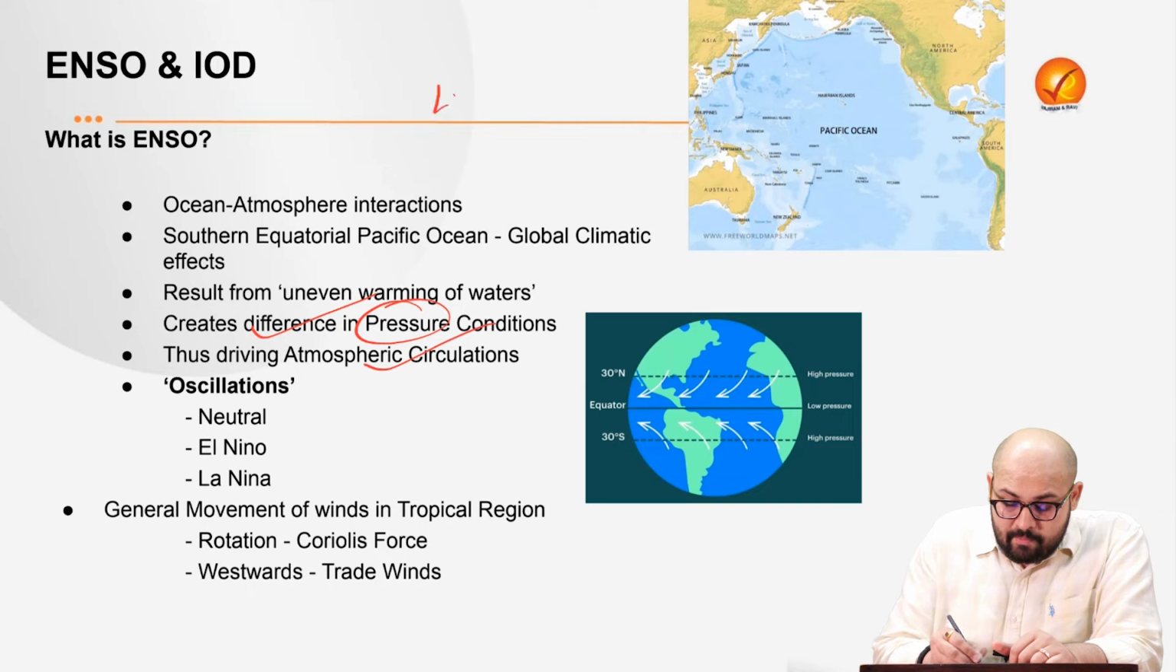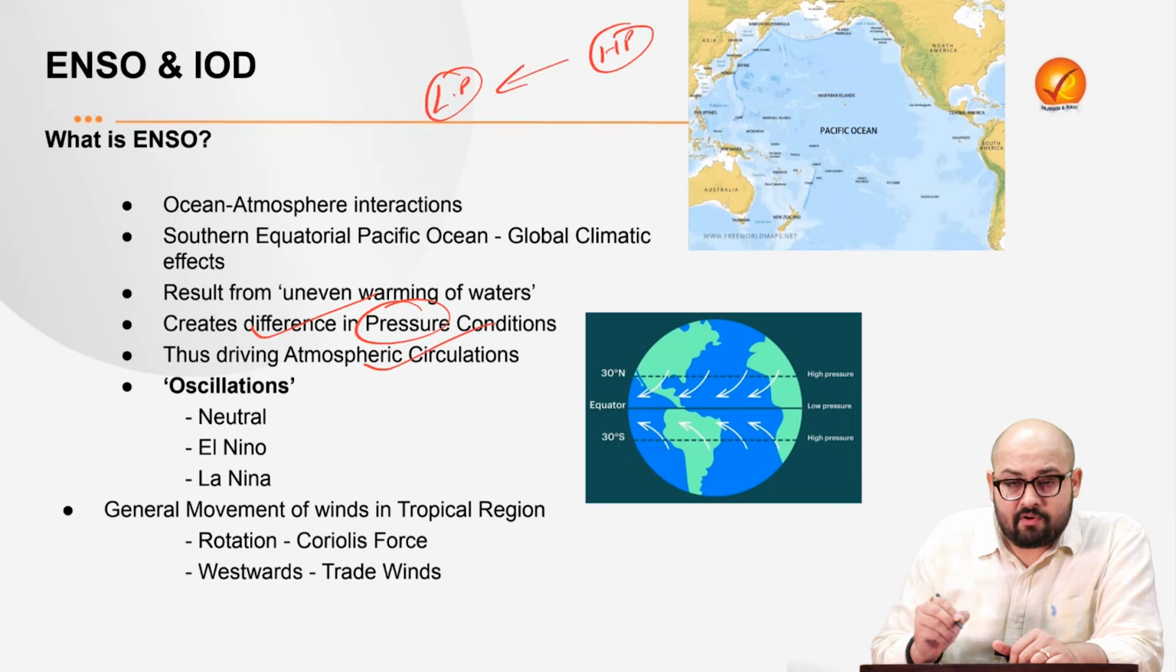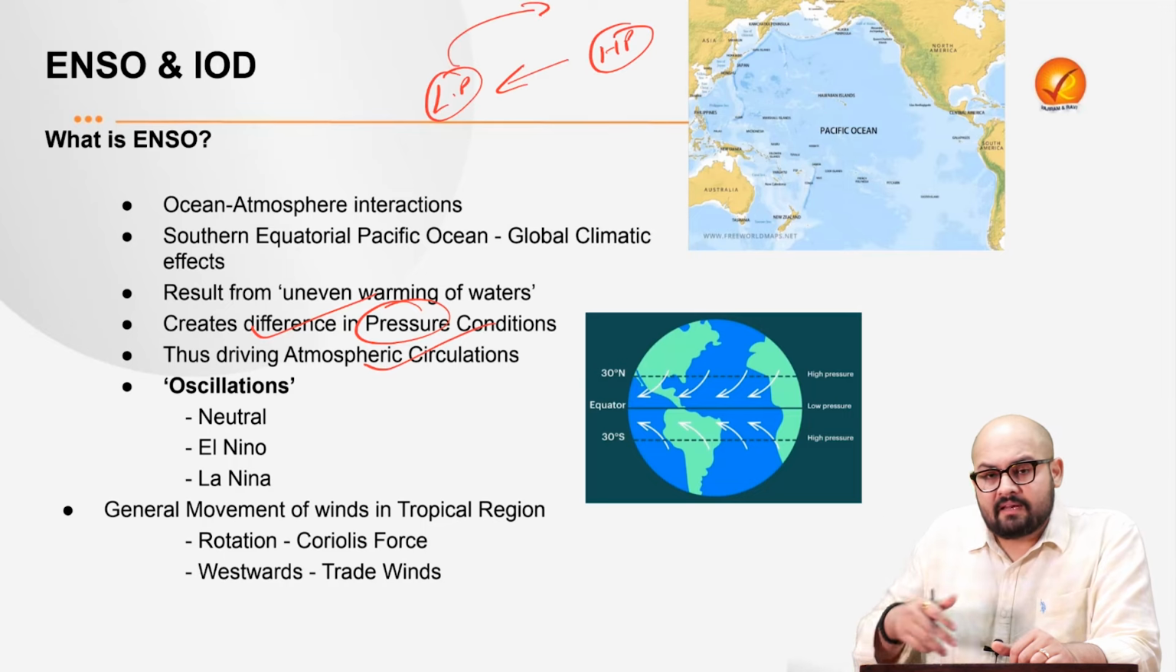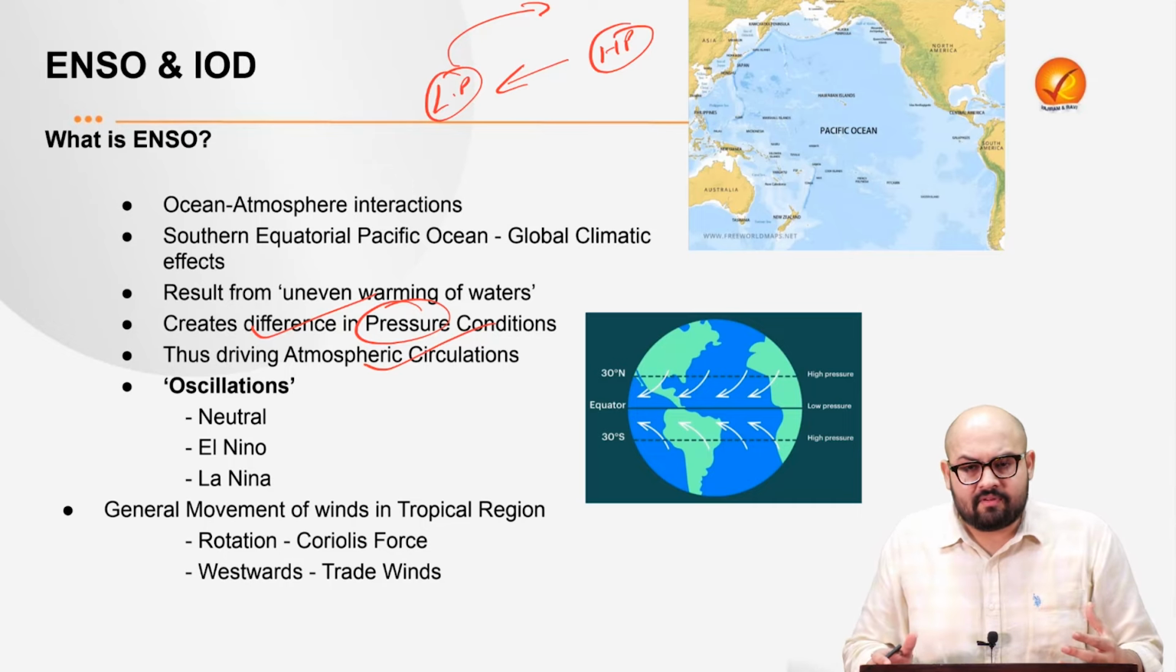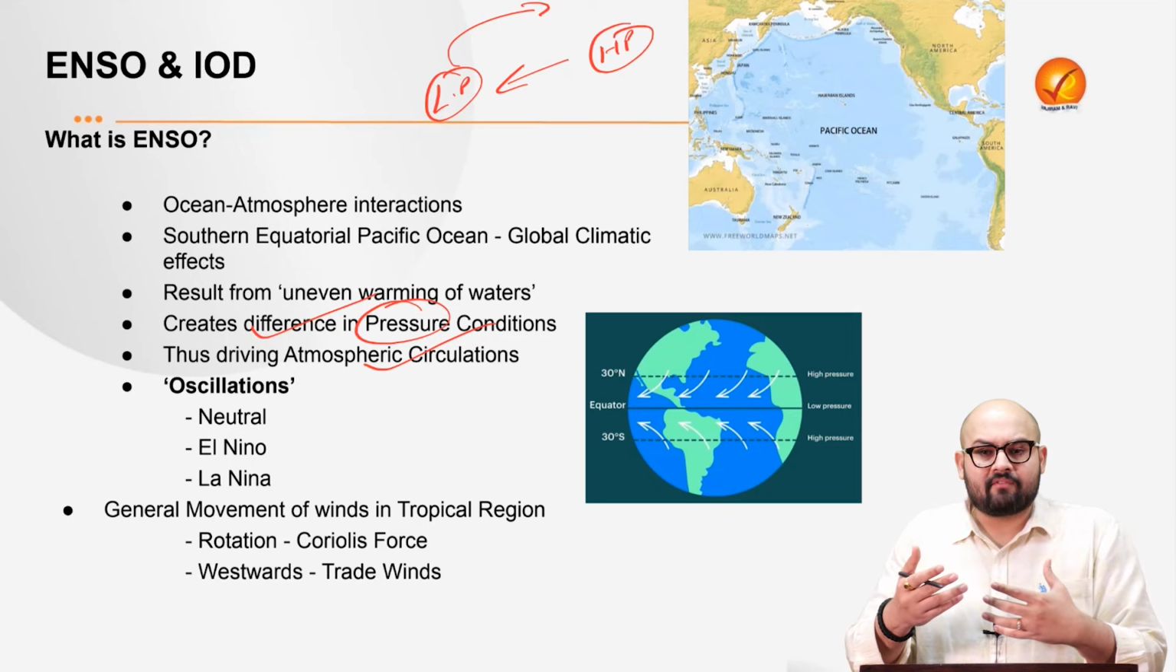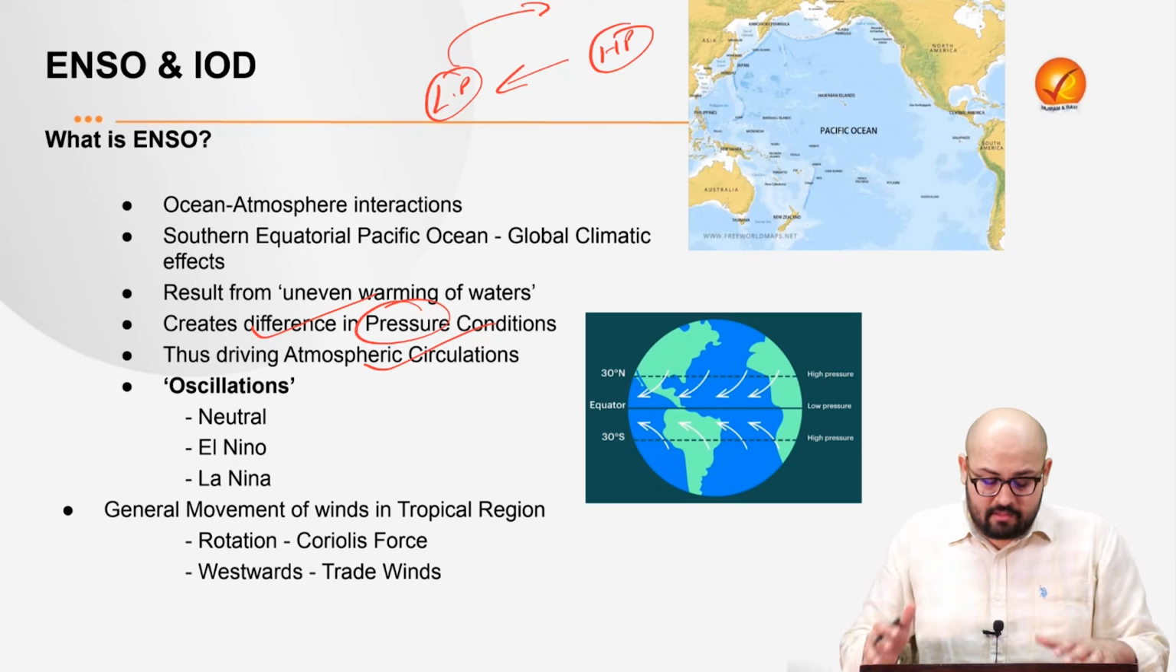So let's say you have low pressure here, and let's say you've got high pressure here, right? Winds from high pressure come to the low pressure, and then the winds diverge and again go to the high pressure system. So this is basically a circulation. It is because, first you have the temperature difference, and then because of the temperature difference you have the pressure conditions, and then you have a circulation.